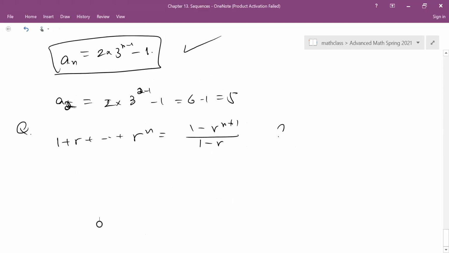All right, do you have any idea how to prove it? Let s be 1 plus r plus ... plus r to the n. Then I multiply both sides by r. So r times s is going to be r plus r squared, up to r to the n plus r to the n plus 1.